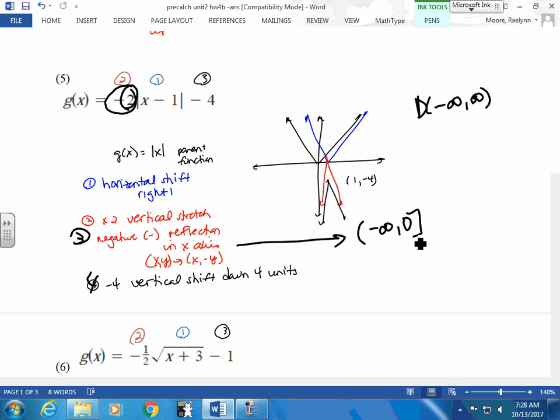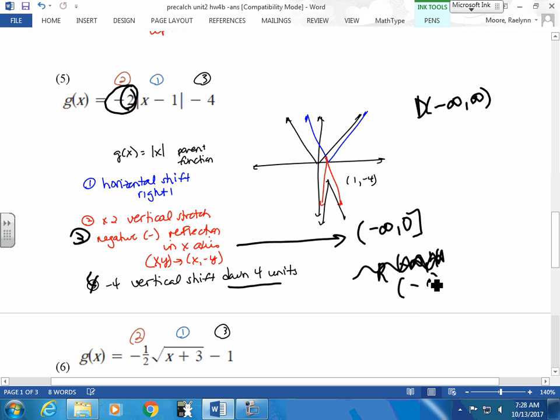Go left. Now I'm going to vertically shift up 4. So what is my new range? Negative infinity to 4. Oh, I'm going down. Sorry, going down 4. Down 4. We're going down 4. So negative infinity to negative 4. One step at a time on the domains and ranges.